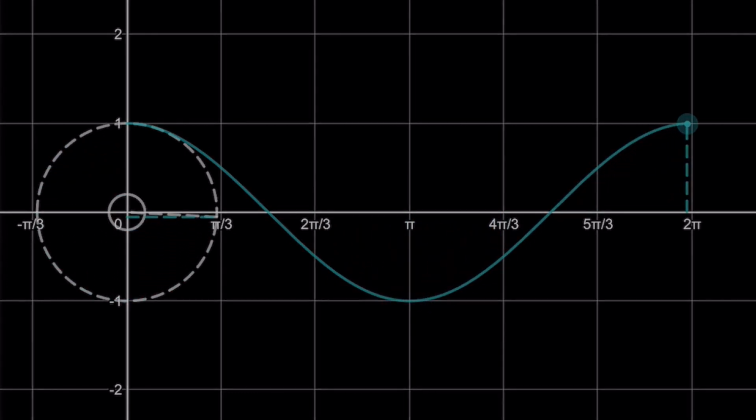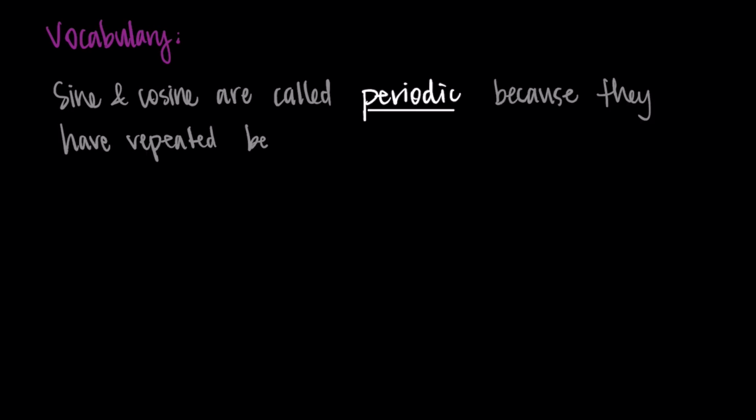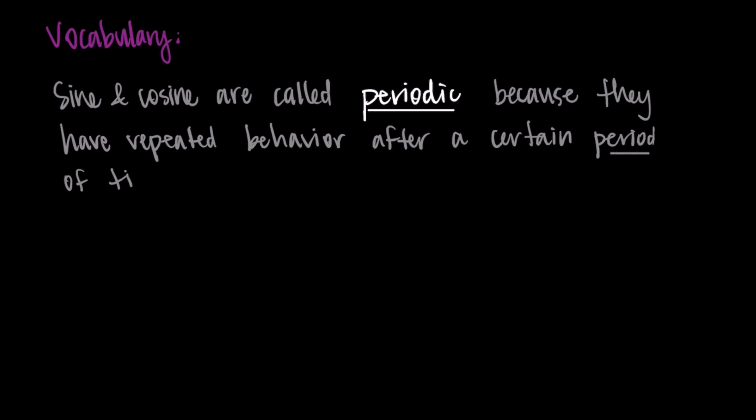So now that we've graphed these functions, let's go through some vocabulary. Sine and cosine are called periodic because they have repeated behavior after a certain period of time. We saw that as the angle goes around the circle, as it continues to make more revolutions, the graph is going to repeat itself. So this repeating behavior is called periodic, and we'll get back to that word in a minute.